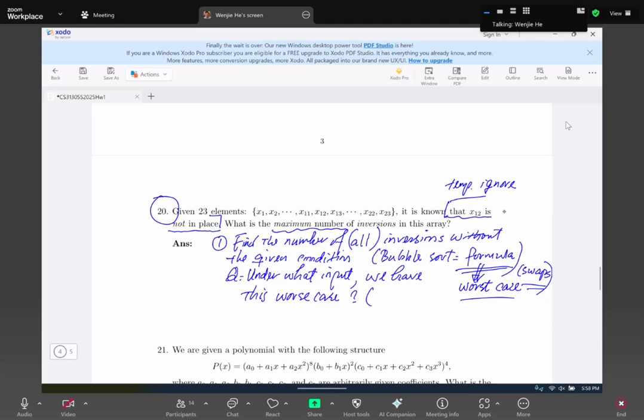Let me write a few words. Under what input you need to do the maximum number of swap ops in the bubble sort.